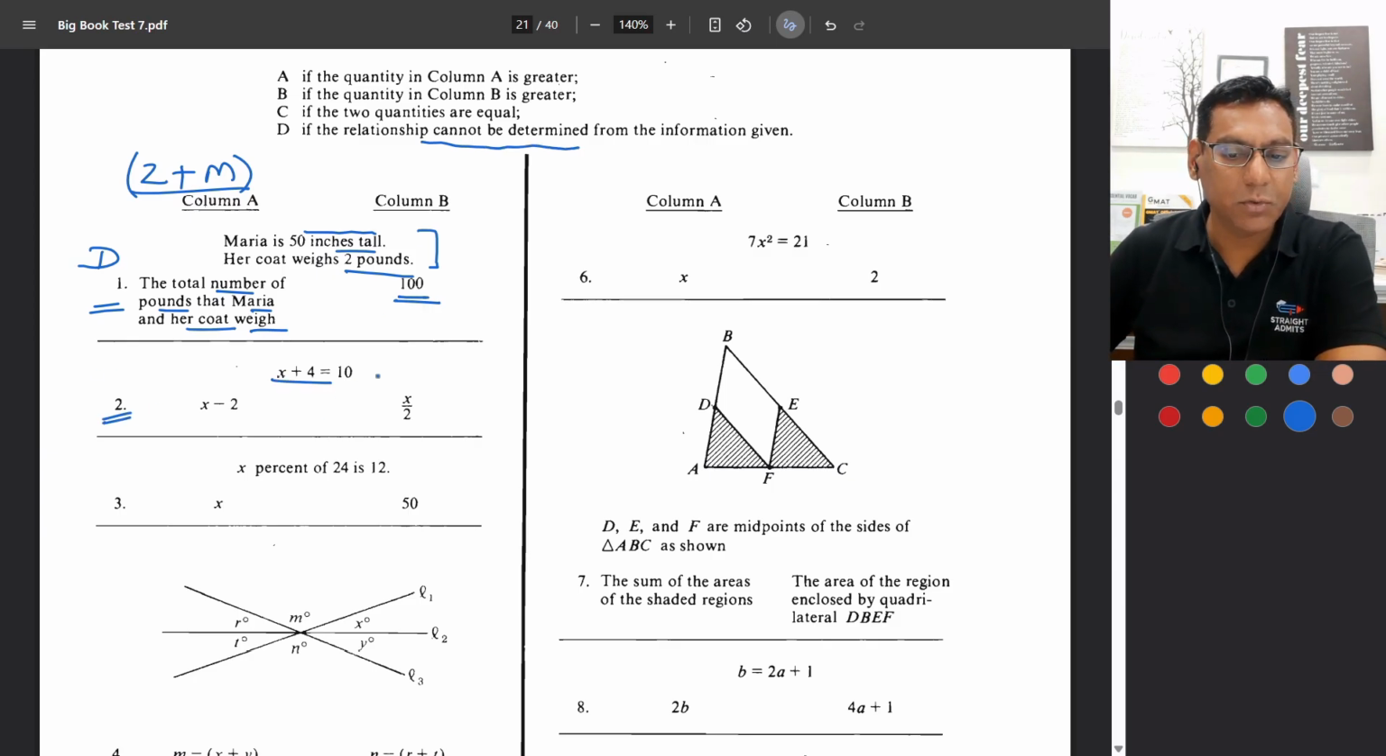Okay, question 2. X plus 4 is equal to 10, so that means x is equal to 6. Okay, so x minus 2 is going to be 4, x by 2 is going to be 3. Which quantity is bigger? Column A is bigger, so answer choice A.